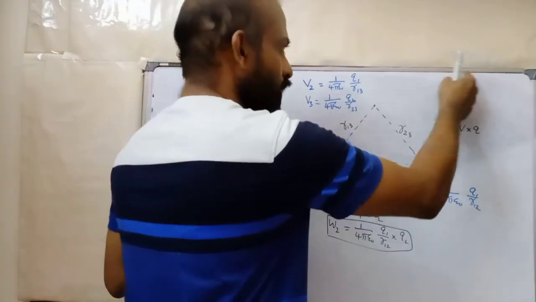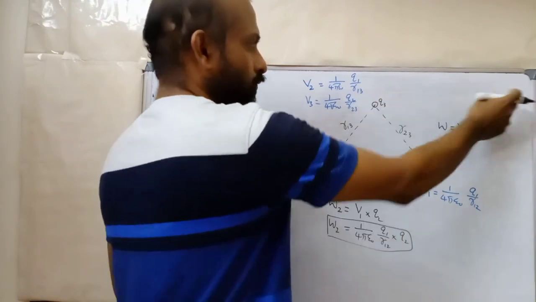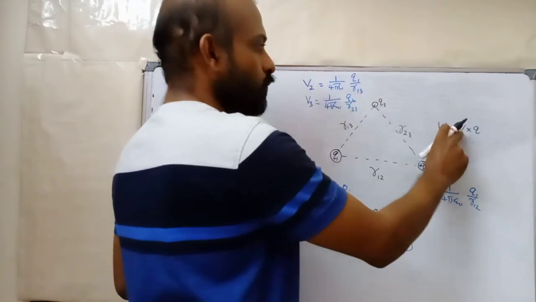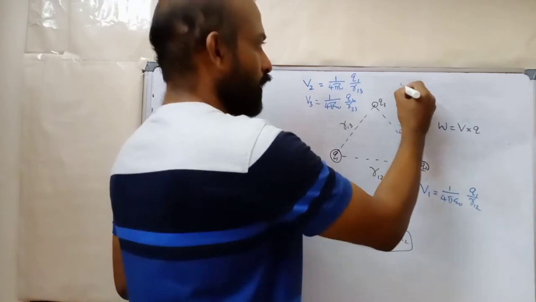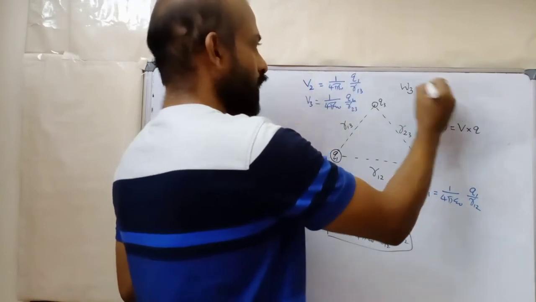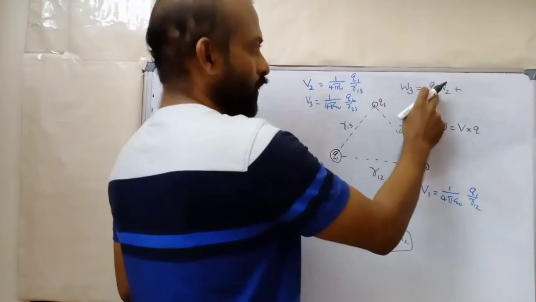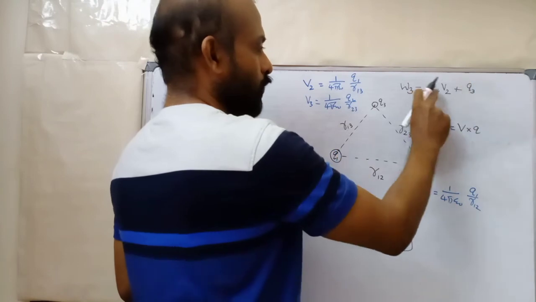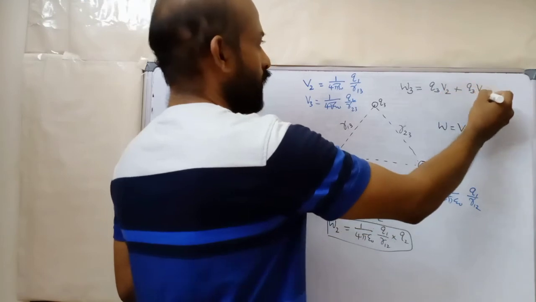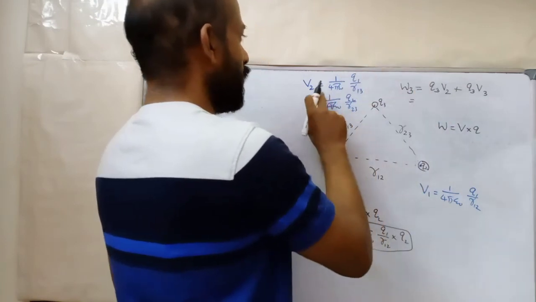My aim is to bring another charge, Q3, here from infinity to this point. So what is the work done? There are two potentials, and against both I need to do work. The work done by me will be W3. First, work done against V2, where Q3 is the charge and V2 is the potential, plus V3 is a potential and Q3 is a charge. So Q3 charge I am bringing to a point having two potentials, V2 and V3. So Q3 into V2 plus Q3 into V3.